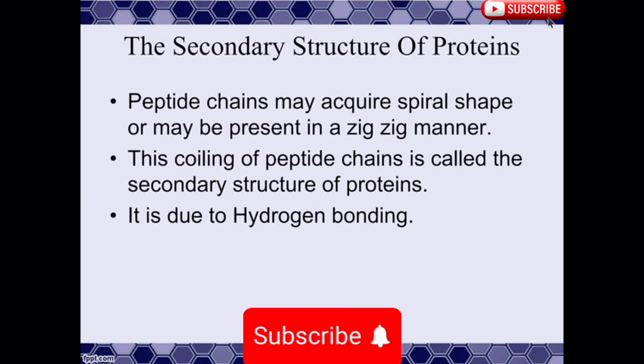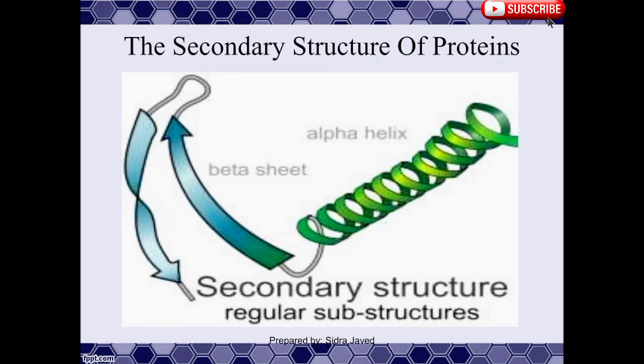This coiling of the peptide chain is called the secondary structure of a protein. It is due to hydrogen bonding. So this is a clear diagram of the secondary structure of a protein.